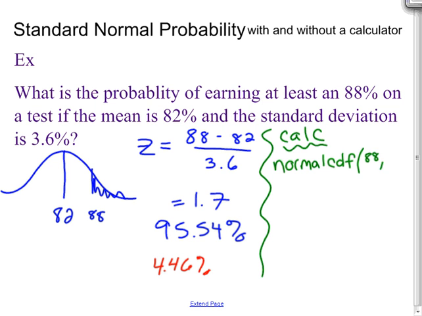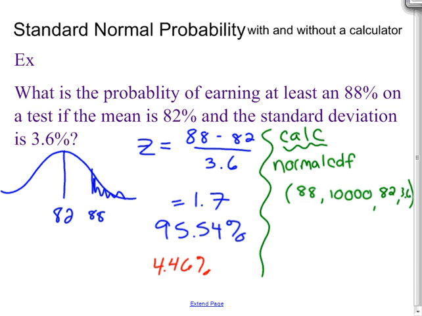Maybe I'll put this on the next line. So this keeps going. My lowest number is 88. My highest number, let's put in 10,000. That looks like it should be enough. My mean is 82, and my standard deviation is 3.6.